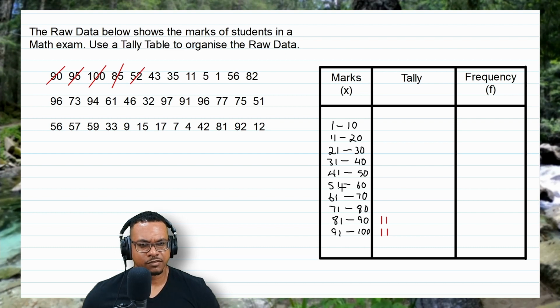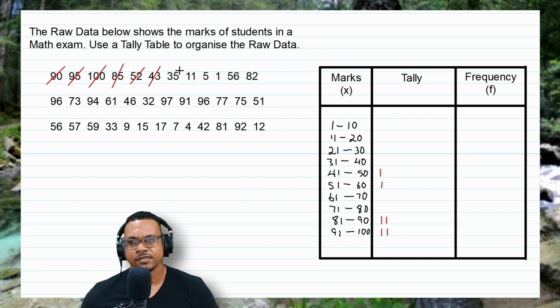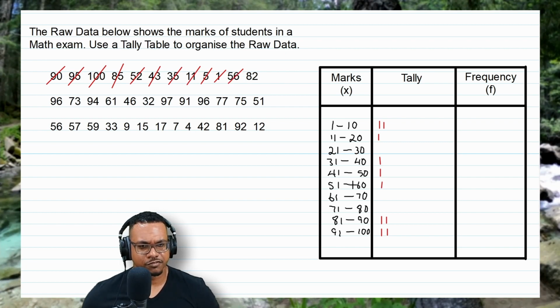52, that'll be between 51 and 60. 43, that'll be between 41 and 50. 35, that'll be between 31 and 40. 11, that'll be between 11 and 20. 5, that will fall between 1 and 10. 1, that will fall between 1 and 10 as well. 56, that will fall between 51 and 60. And I think again the point here. 82, that falls between 81 and 90. So I'm just going to do the rest quickly.